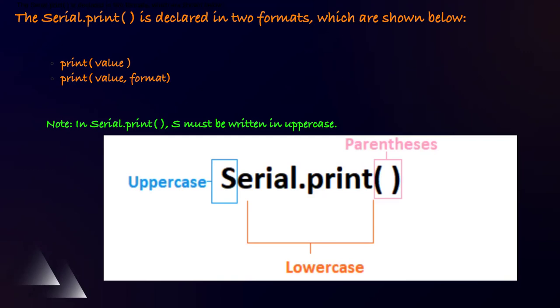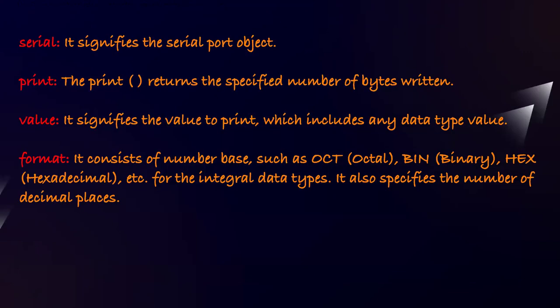After that, we need to give a parenthesis. These are the three things that we need to take care of when writing serial.print. Understood? Next, I've given you information regarding the terms that we use and why they are important. Number one is serial. It signifies the serial port object. When we want to connect to the serial port, that is what serial is written for. Print and the parenthesis returns the specified number of bytes written.